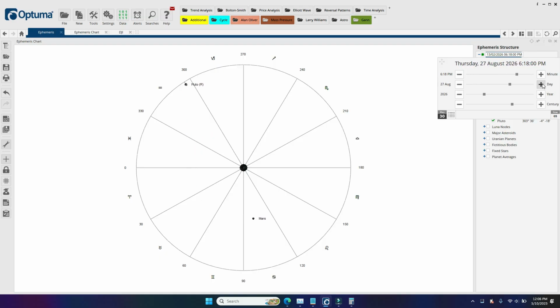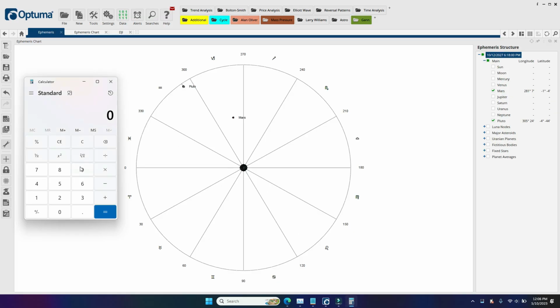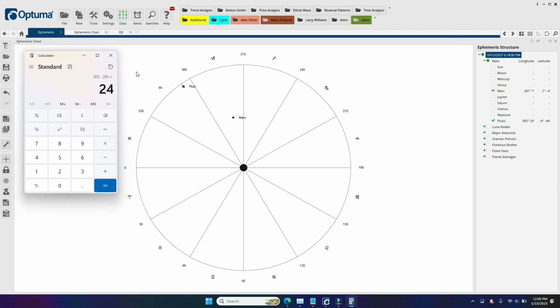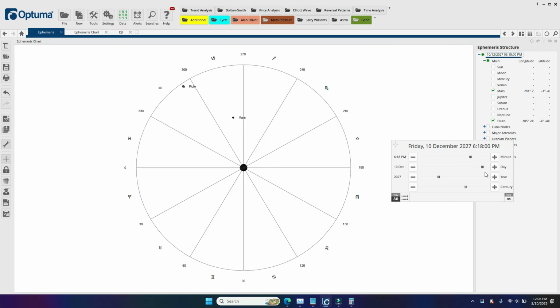Let's go forward in time. Alrighty. So we have our leading planet and we have our lagging planet. We have got 305 degrees on the leading planet and 281 degrees on the lagging planet. So in 24 degrees, give or take a 2-degree orb, Mars and Pluto are going to be conjunct. Again, conjunct from the Earth's point of view is basically when you have the Earth, the next planet, and the next planet sort of all lining up in the same line.